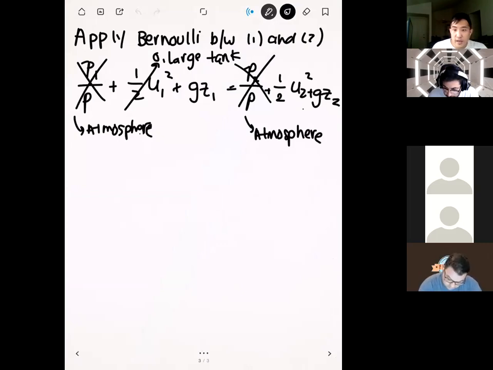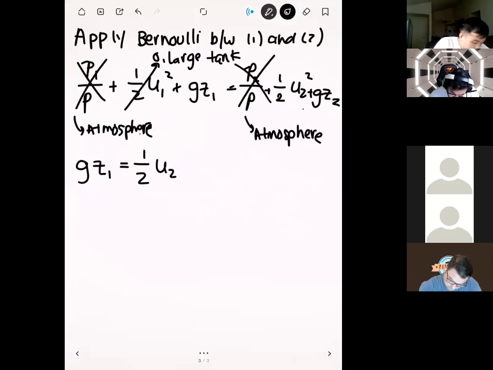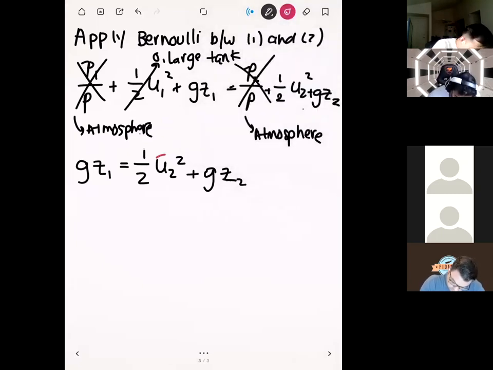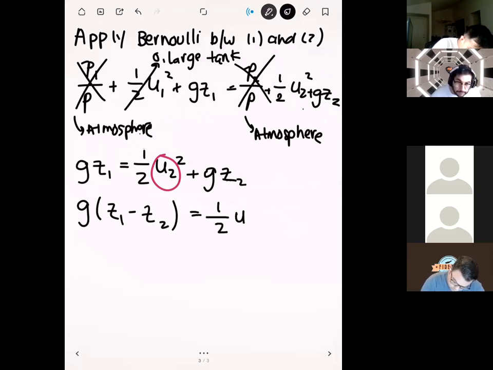Okay, now that we've canceled out those terms, let's write out what's left. On the left-hand side, we have gZ1 equal to 1/2 U2 squared plus gZ2. Remember, what we're solving for in this problem is the velocity of the water jet at point 2, so we want this term. Let's manipulate this equation to solve for that. Let's subtract gZ2 from both sides. So we have g(Z1 minus Z2) equal to 1/2 U2 squared.